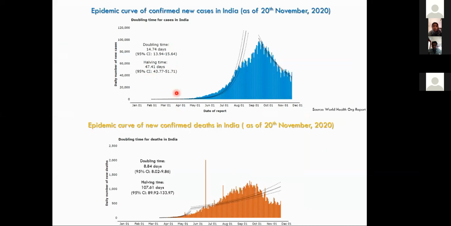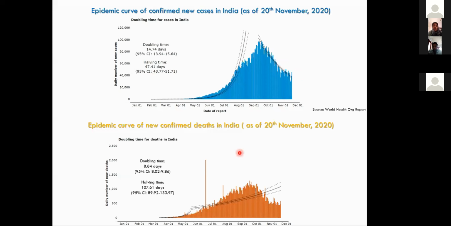So the first graph, considering the epidemic curve of the new cases in India, in a time period of about September to October, there has been a peak in the number of cases. The doubling time is about 14 days and the halving time 47 days, which is a gradual difference.